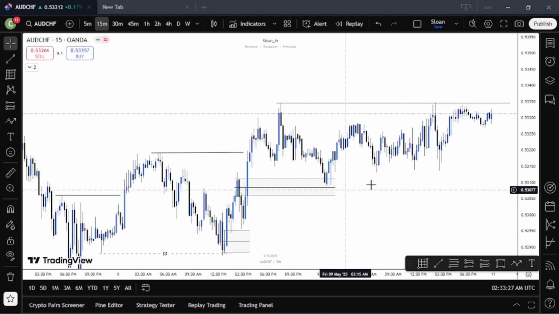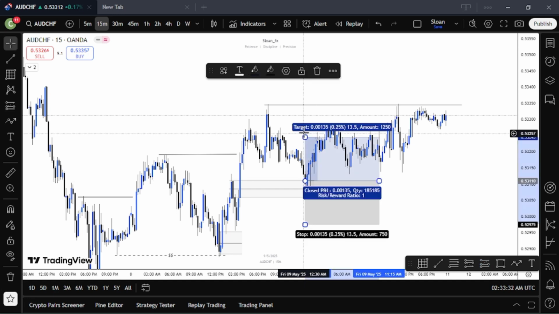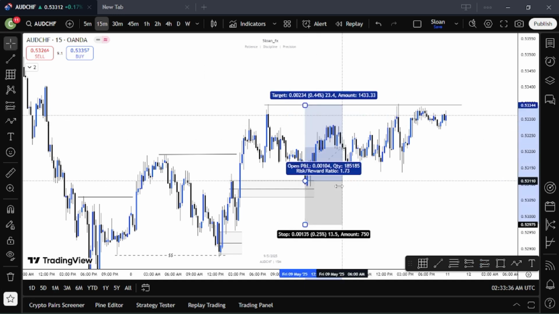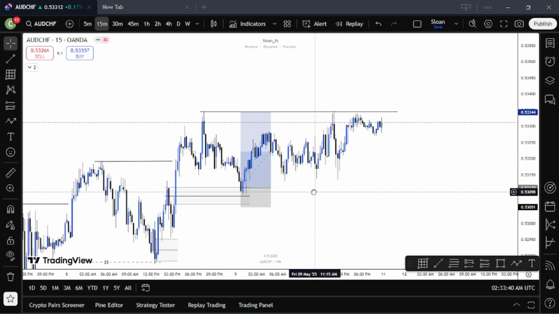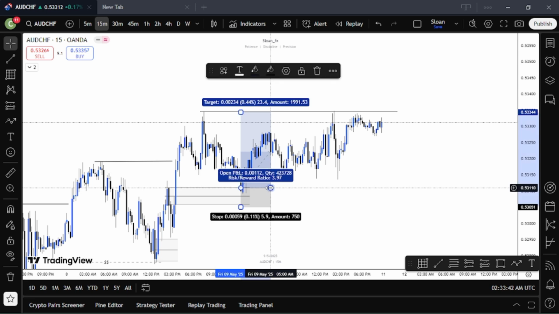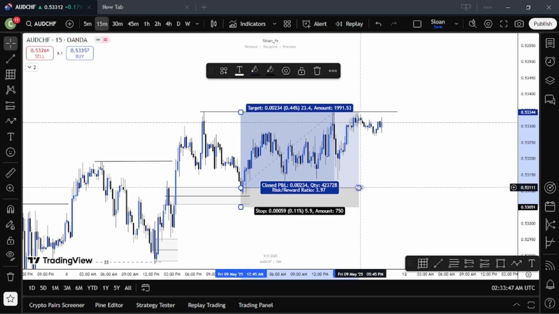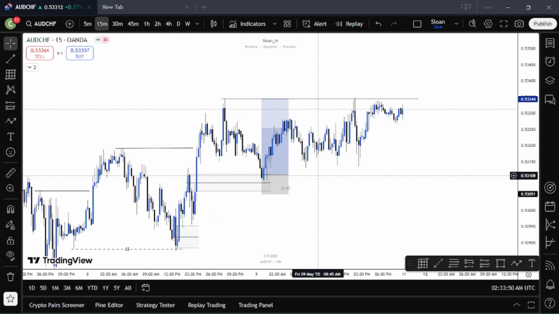So this is where I would have taken my entry from here, targeting the high, and then setting my stop loss slightly below. Okay, and if you see, it's a 4-hour trade though, and it basically hits take profit. All right, so this would have been a very nice setup.